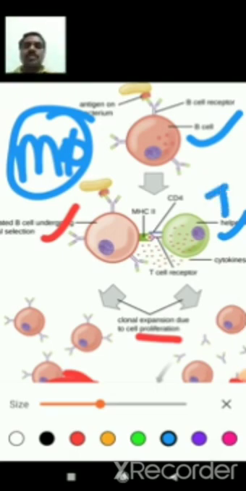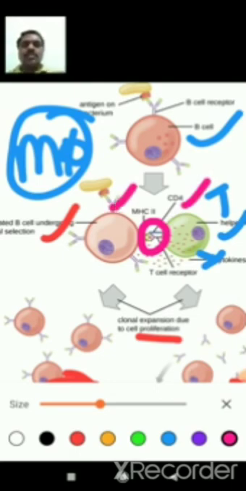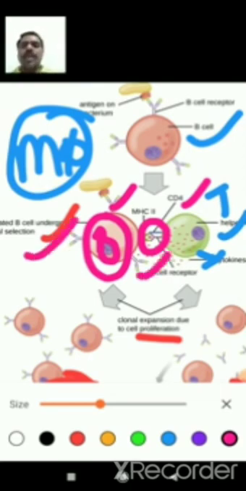T helper cells also gain the antigens, sometimes with the help of macrophages or on their own, and engulf the antigens and destroy the non-toxic material. The toxic material is presented on the CD4 molecules of the T helper cells, and it is presented to MHC2 of the B cells. So the antigen is presented by CD4 to MHC2 on the B cells. By this process the B cells are also activated.